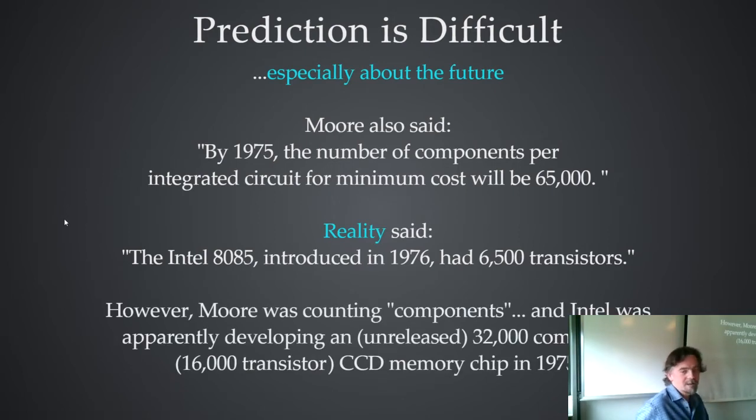And in fact, there are some caveats here. What Moore was talking about wasn't strictly transistors, he was talking about components. And that would include things like capacitors and resistors as well, which you can also put on an integrated circuit. And in that same year, in the mid-1970s, Intel were working on a memory chip that had 32,000 components on it, or would have done if they'd released it. So it wasn't too far off. Given that he's anticipating scales of hundreds and thousands, to be off by 10 is not terrible.